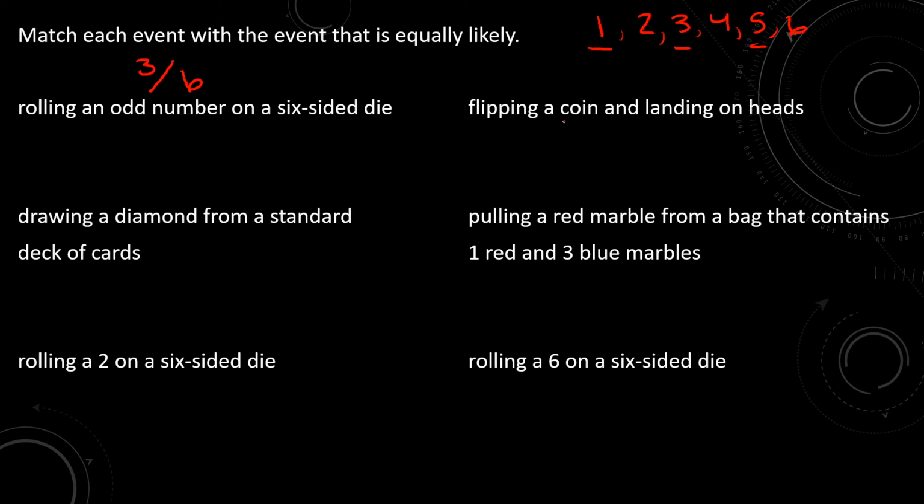The next one over here says flipping a coin and it landing on heads. Well, if I think about a coin, I can only land on heads or tails. So I have 1 out of those 2 options. I have a 50% chance of landing on heads. Now these two actually go together because 3 over 6 can simplify to 1/2, which means that those probabilities are the same. So these two are a matching pair.